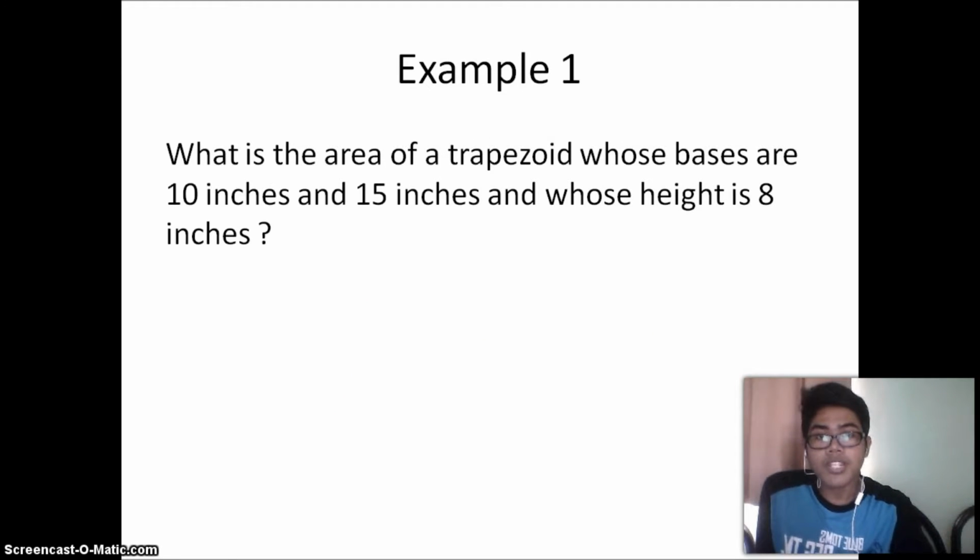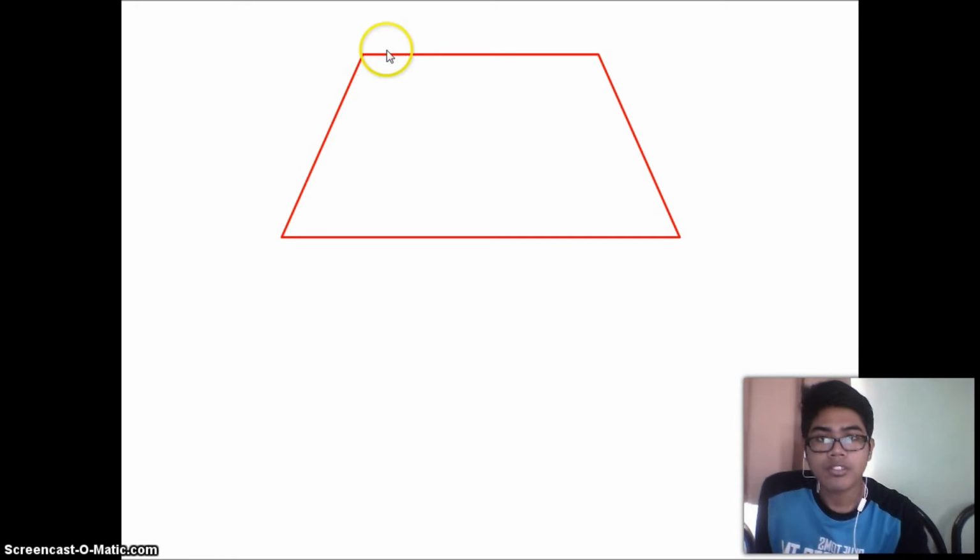So let's go to example 1. Example 1 asks us to find the area of a trapezoid whose bases are 10 inches and 15 inches, and the height of this trapezoid is 8 inches. I have drawn this trapezoid right here. Base 1 is 10 inches, base 2 is 15 inches, and the height is 8 inches.